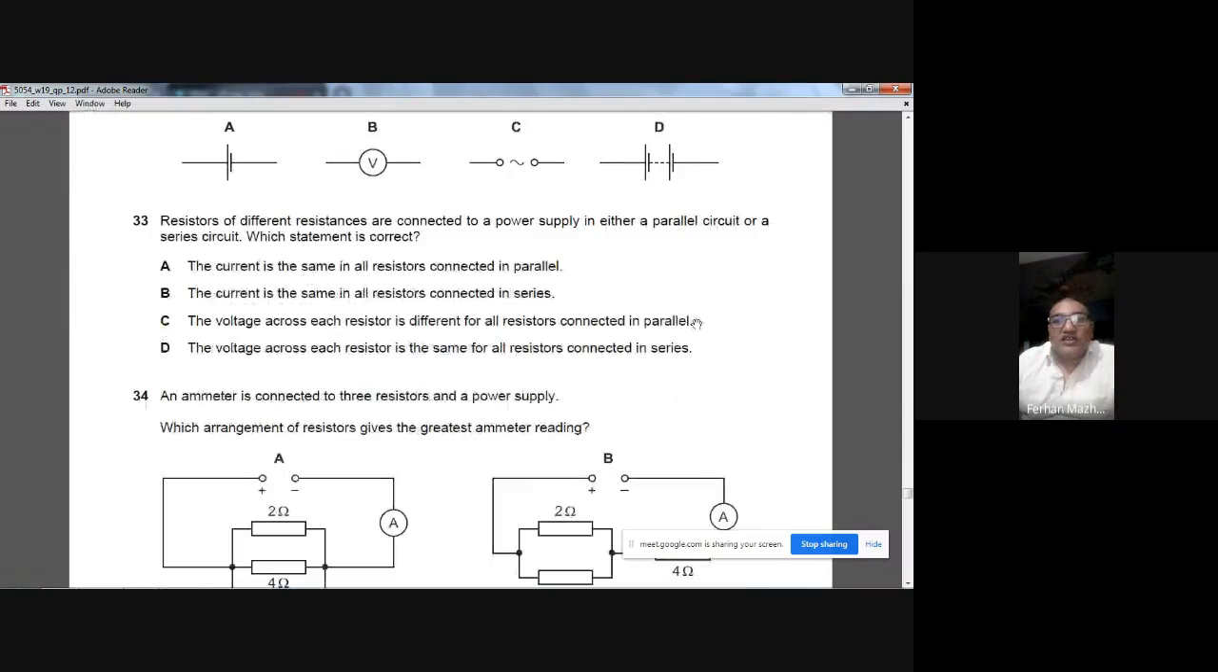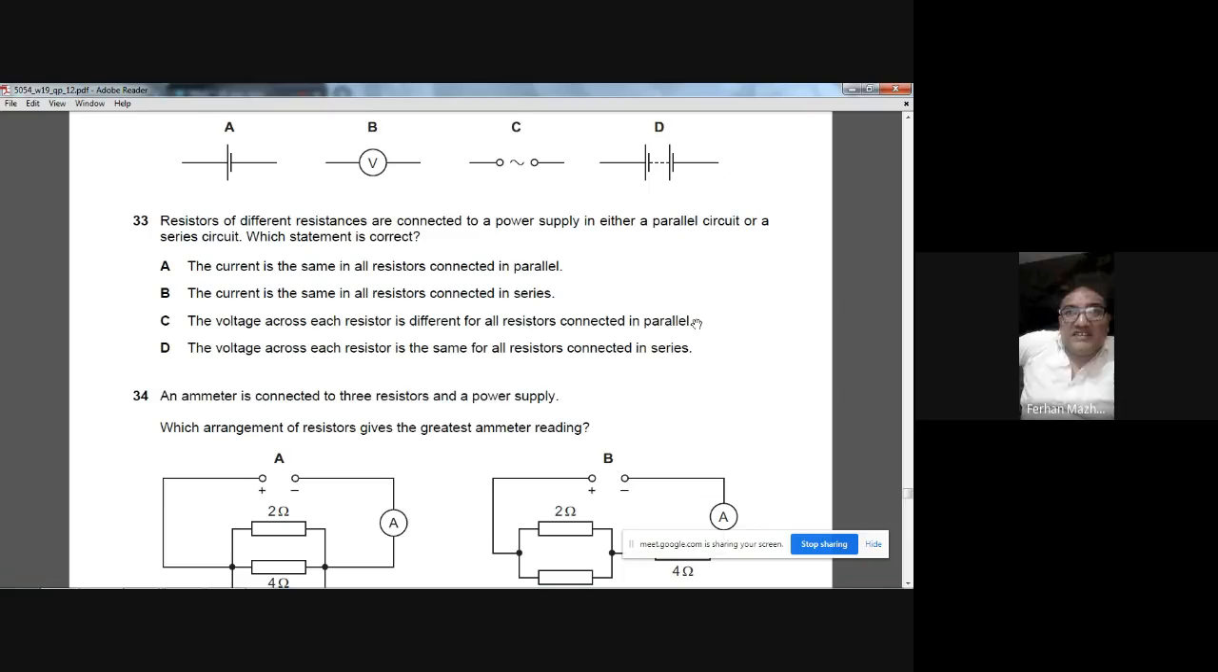Question number 33. On the screen, question 33. Resistors of different resistances are connected to a power supply in either a parallel circuit or a series circuit. Which statement is correct? The current is the same in all the resistors connected in parallel. That's wrong. The current is the same in all resistors connected in series. That's true. When you connect the resistors in series, the current has only one path, so the same current flows through all of them. So B looks good.